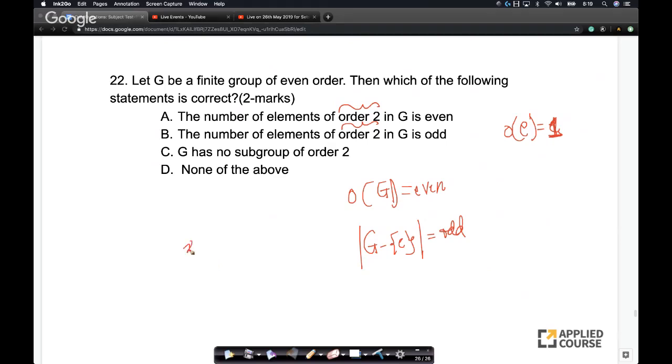Now let's assume X is an order 2 element. What does that mean? Which means X squared equals E, or in other words, X inverse equals X. It's a self-inverse. See, I have an odd number of elements here. Now, if X is a self-inverse, look at all of them. G minus E is odd, right?